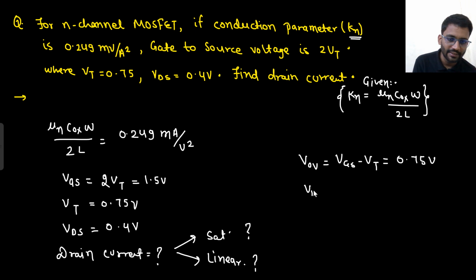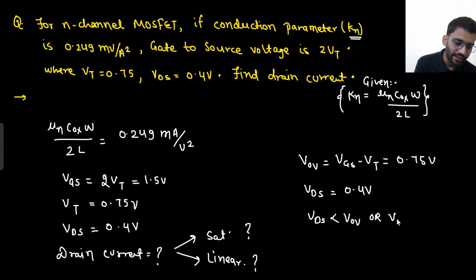What is the value of VDS? VDS is 0.4 volt. So here what do you see? That your VDS is lesser than V overdrive, or you can say your VDS is lesser than VGS minus VT. That means it is in linear region. So your MOS is working in linear region.